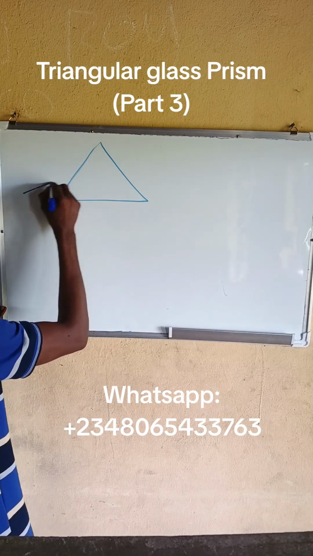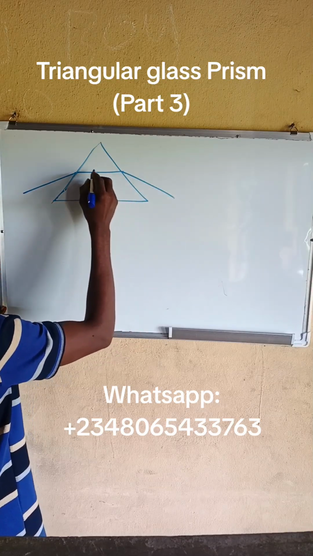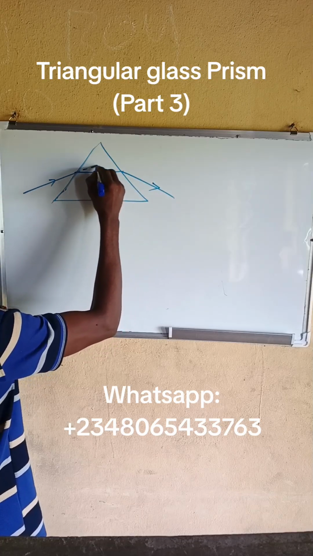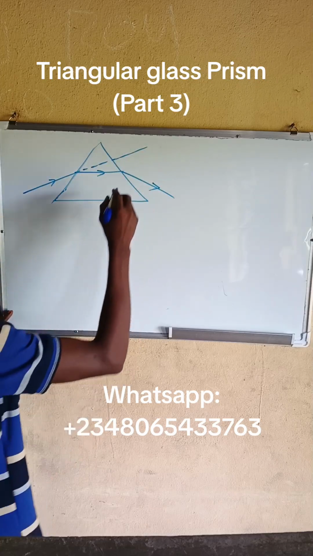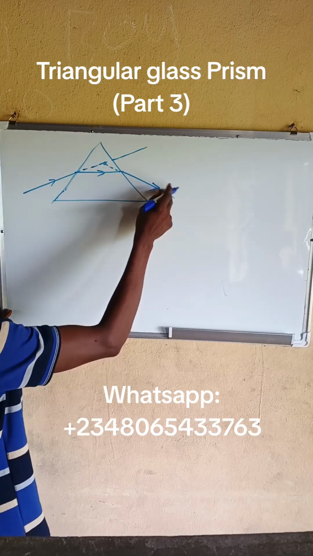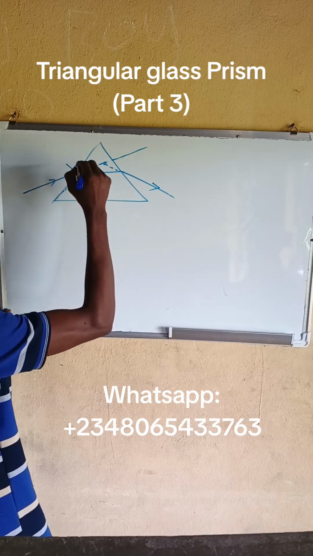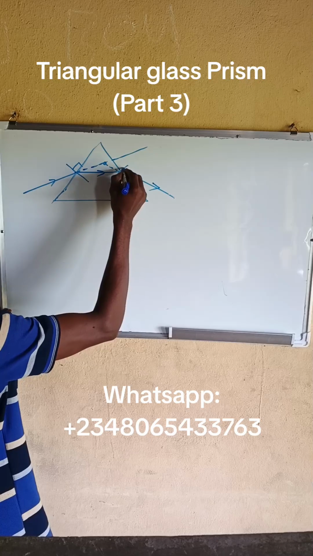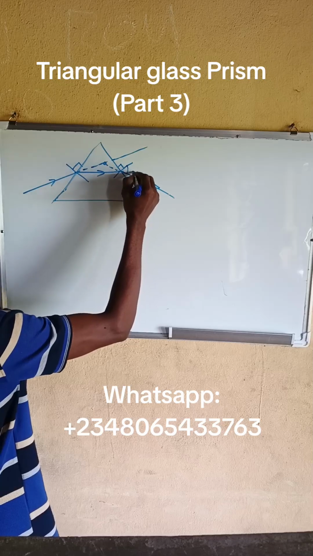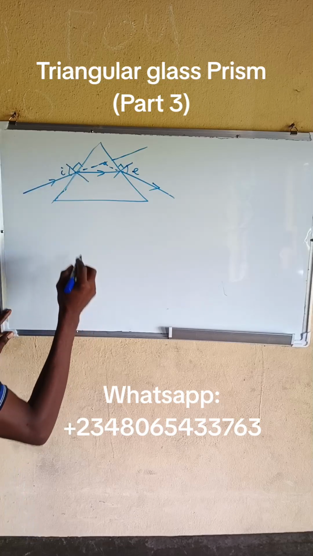Then I have the incident ray, which is of this form. I have the emergent ray, okay? This is the incident ray, with the extension of the incident ray. This is the extension of the emergent ray. At this place I have the normal, and I have another normal here, okay? This is the angle of emergence, and this is the angle of incidence.